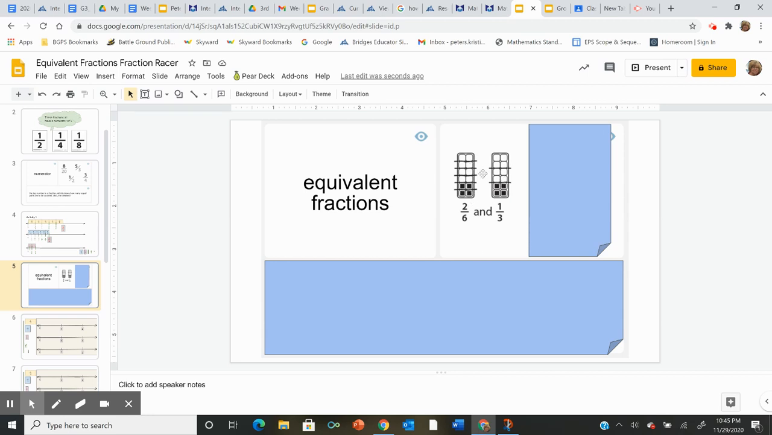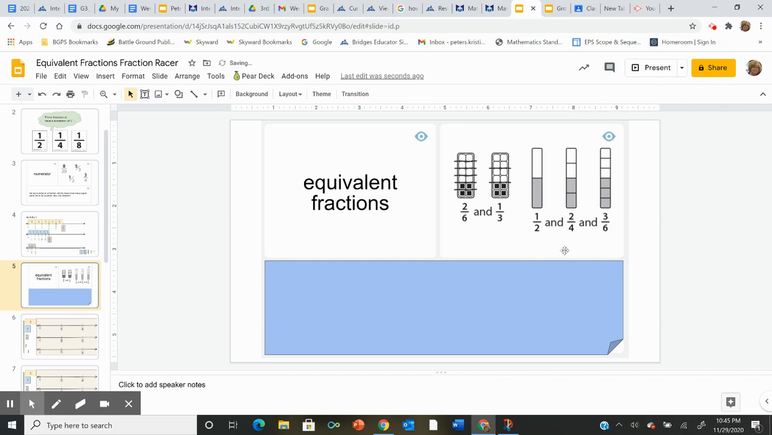Over here, they've taken some lines and shared it into 1, 2, 3 parts, and one of those parts is shaded in. So if you look at that, they both have the same number of squares shaded in. It's the same amount. But in one case, it's called 2/6, and in another case, it's called 1/3. So those are equivalent fractions.